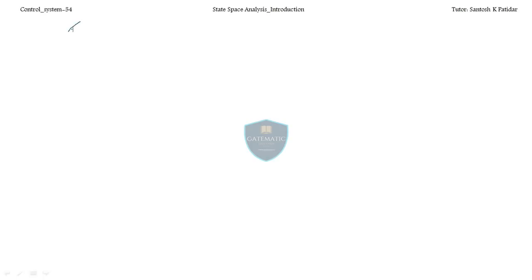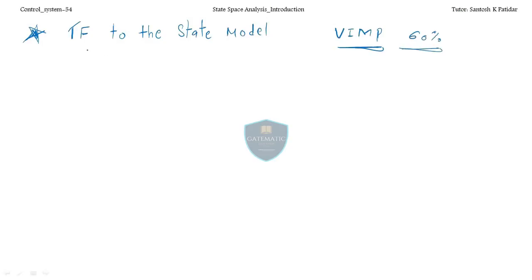The heading is the transfer function to state model. Friends, this one is very important. Why? If you look at previous year GATE papers for electrical, instrumentation and electronics and communication, 60% of questions come from this area only. You will be given the state model, meaning A, B, C, everything will be given, and they will ask what is the transfer function, or the characteristic equation, or what are the poles, what are the roots. Everything we are going to discuss today.